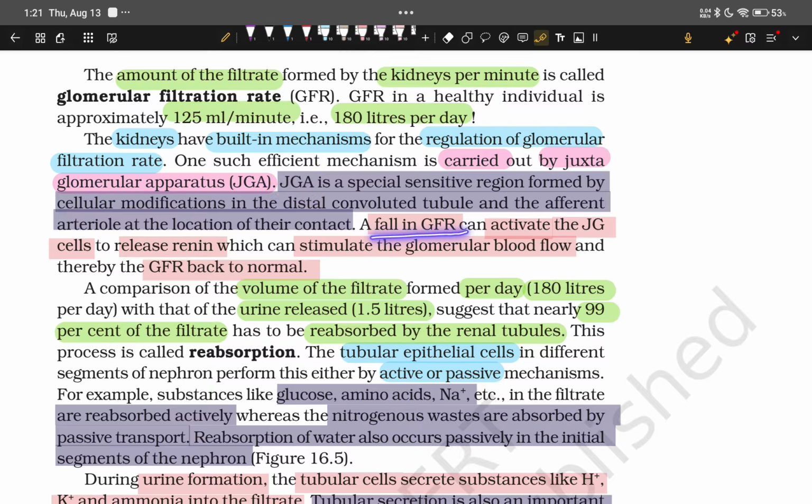If there is a fall in GFR, the glomerular filtration rate, that can activate the JG cells to release renin, and this renin will stimulate the glomerular blood flow, and then it will bring it back to normal. How it does it, we'll talk about in the later half.